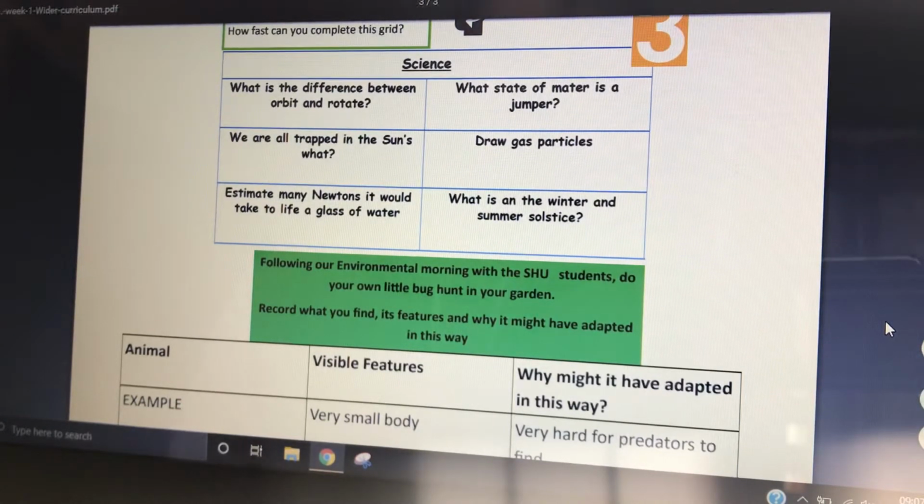It's your science. So, it's on sheet 3, wider curriculum, and you've got a little do now first. So, do nows for science, I'll just talk you through them. What is the difference between orbit and rotate? Remember, that's going back to our space.